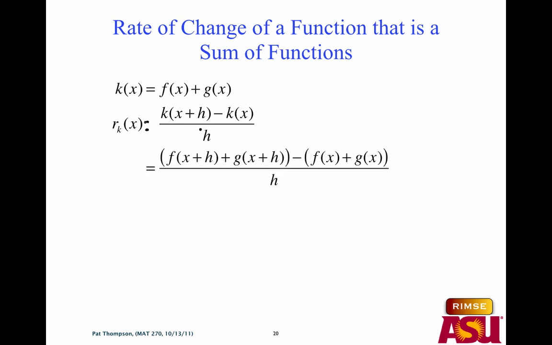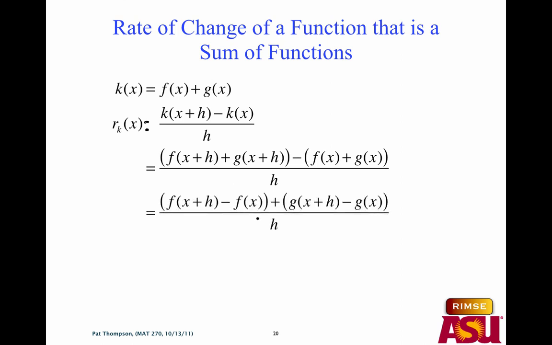And that is equal to, because k of x plus h would be f of x plus h plus g of x plus h, I get that here, minus f of x plus g of x. Notice when you subtract, you have to subtract the whole thing. That's a place where I see a lot of students make mistakes: you in fact have to distribute the negative. Once you distribute the negative, you can rearrange and collect the f terms and the g terms and split up the fraction.